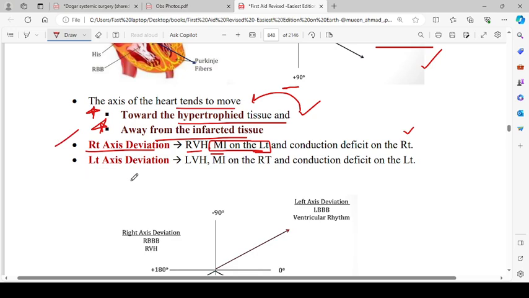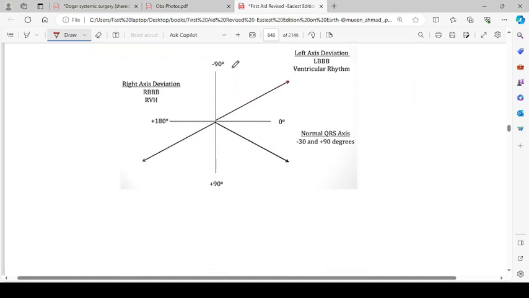And the reverse is true for left axis deviation, like in left ventricular hypertrophy, MI on the right side, and conduction deficit on the left side. Now this is a diagrammatic representation. This is the normal QRS axis, between minus 30 and plus 90 degrees. Left axis deviation is seen in ventricular rhythm and left bundle branch block. Right axis deviation is seen in right bundle branch block and right ventricular hypertrophy.